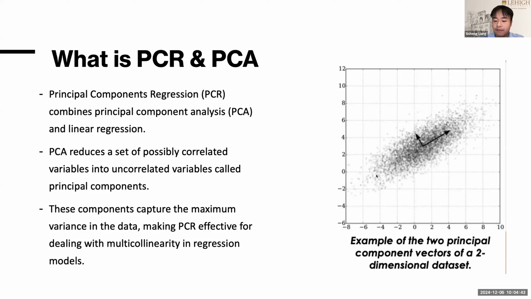multicollinearity, when variables are too correlated for straightforward regression. This chart on the right shows how PCA simplifies a 2-dimensional data set by breaking it down into two main principal components. And this makes the regression models more stable and reliable.